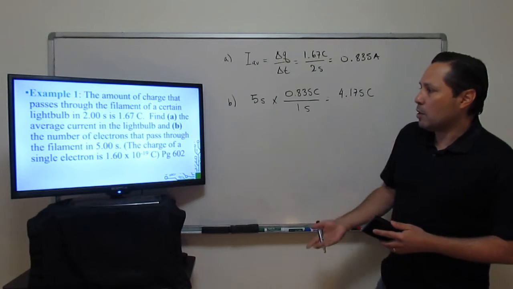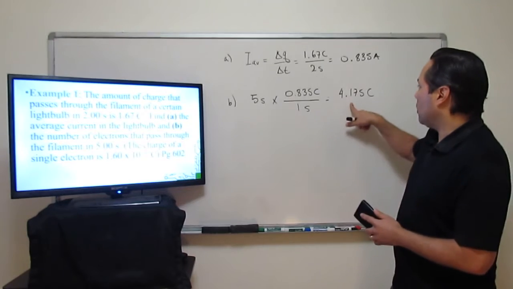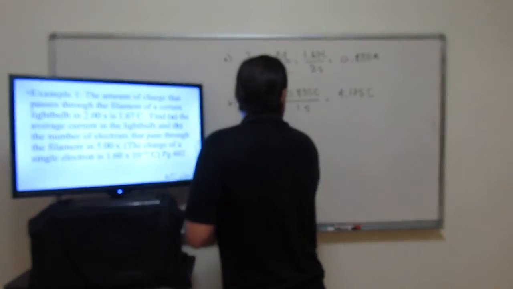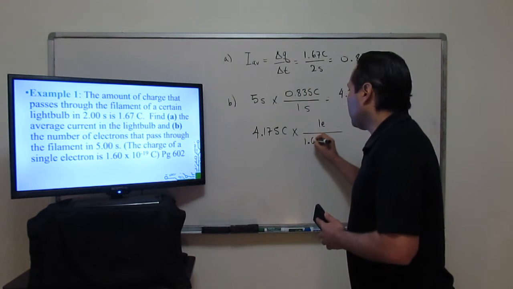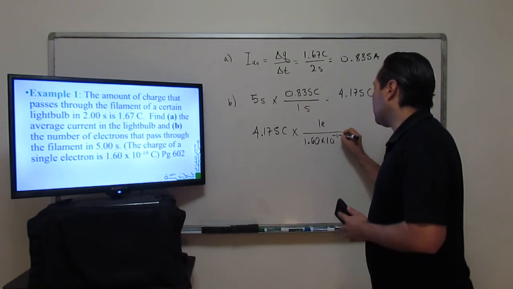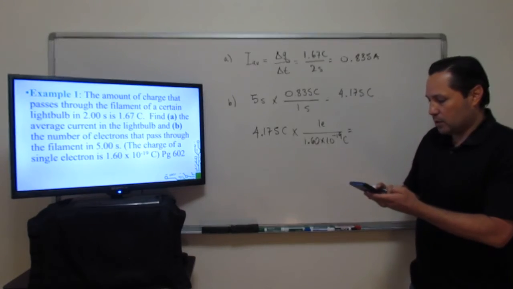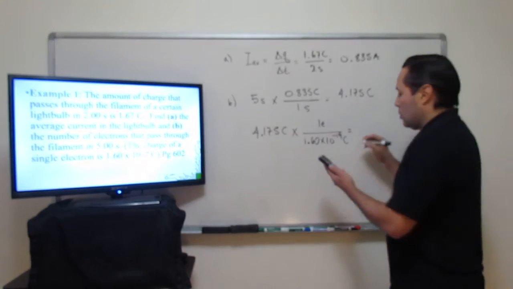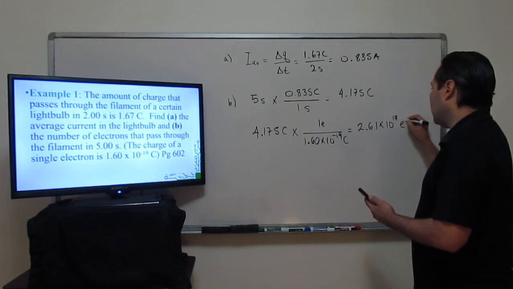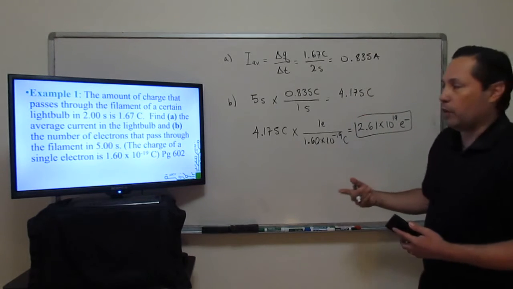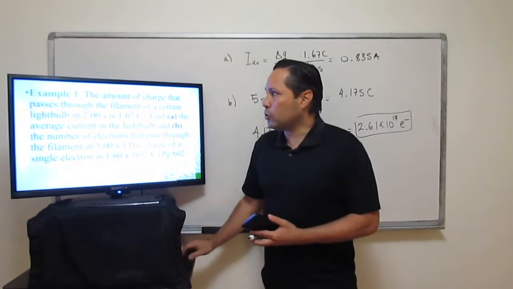So how many electrons is that? Well, we know one electron has a charge of 1.6 times 10 to the negative 19 coulombs. So we're going to use that number along with this one. That's going to be our setup. Dividing 4.175 by 1.6 times 10 to the negative 19 gives us, rounded slightly, 2.61 times 10 to the 19 electrons. And that's how many electrons will go through the filament in 5 seconds. That is example 1. Next, let's move along to problem number 1.